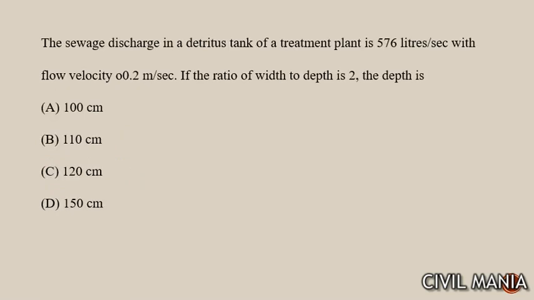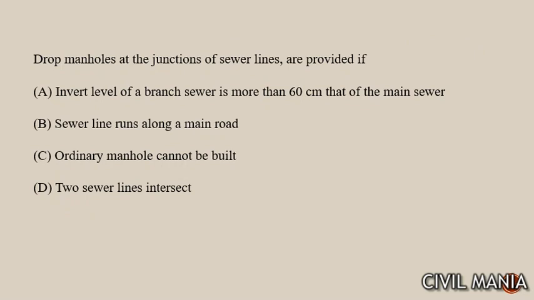Next is, the sewage discharged in a detention tank of treatment with a flow value. If the ratio of the width to the depth is 2, how much will be the depth? The depth will be 120 centimeter. Next is, drop manhole at the junction of the sewer lines is provided if it is more than 60 centimeter, if it is 60 centimeter more than that of the manhole.